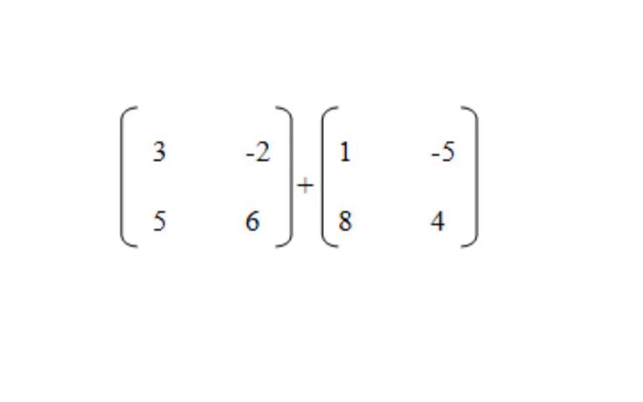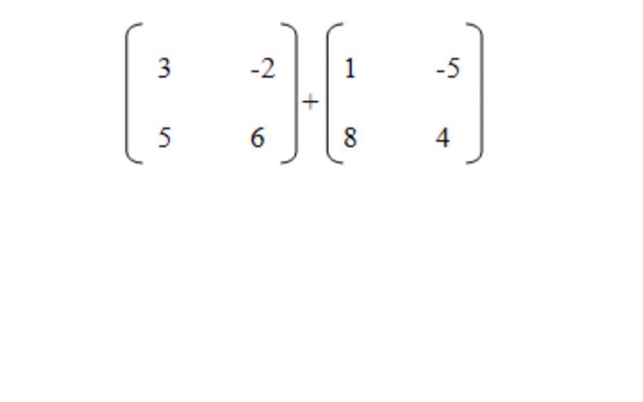As far as adding and subtracting matrices, the trick is you can only do this if they are the same size. We would call this one a 2 by 2 because there are 2 rows and 2 columns. Both of them are that size, so it's fine. If it's an addition between them, then you're adding the corresponding elements. So 3 corresponds with 1. -2 corresponds with -5. 5 corresponds with 8. And 6 corresponds with 4.